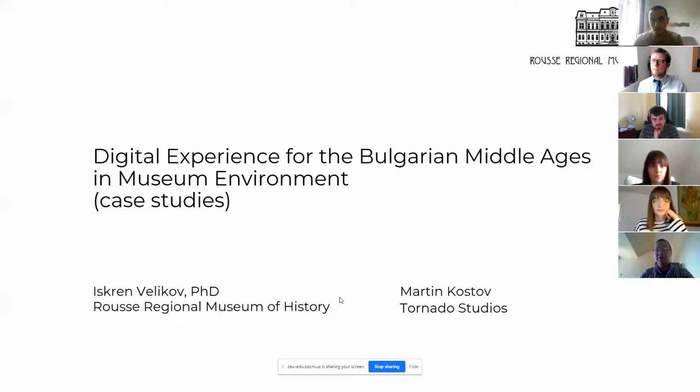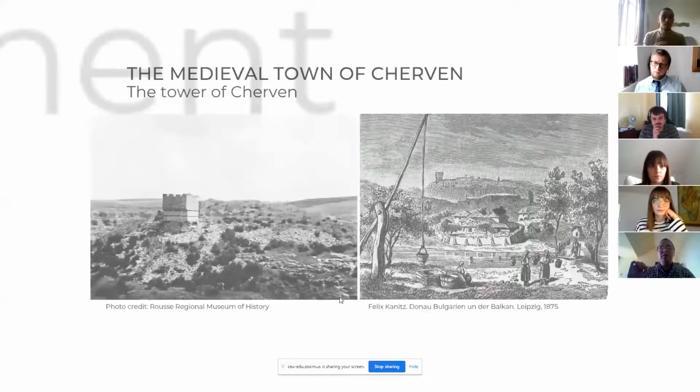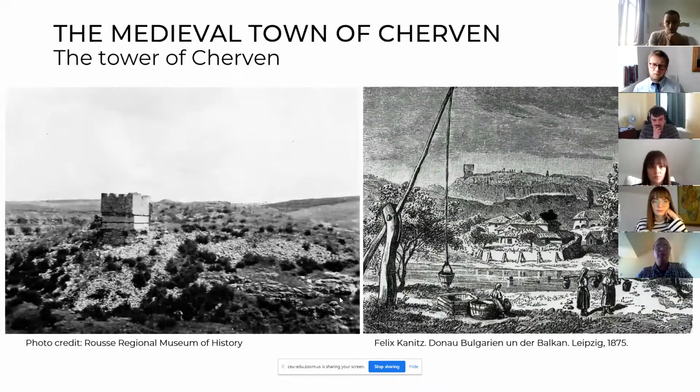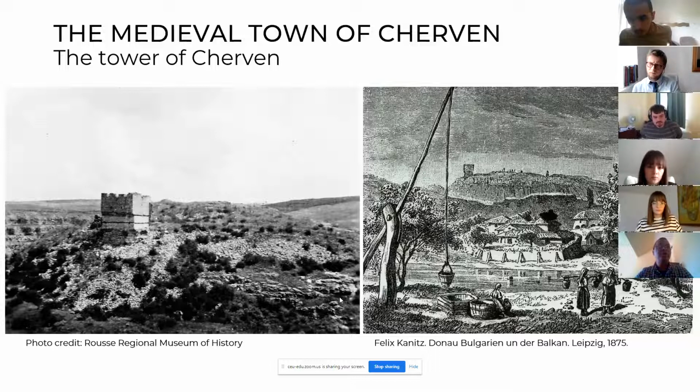But before that, I will just give a little bit of history of what we are going to present. The main sites, as you already saw, are the medieval town of Cherven and the rock-hewn churches of Ivanovo. So, some visuals. This is what the medieval town of Cherven looked like in the 19th century. As you can see, there was only one single tower standing above the ground and nothing else was visible.